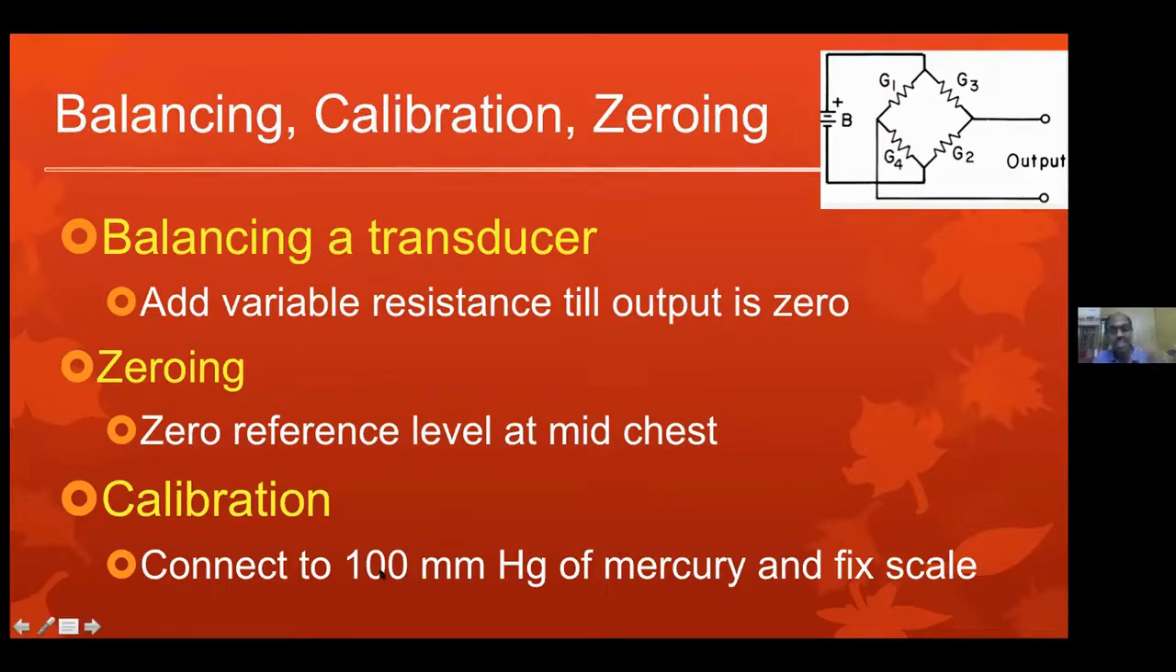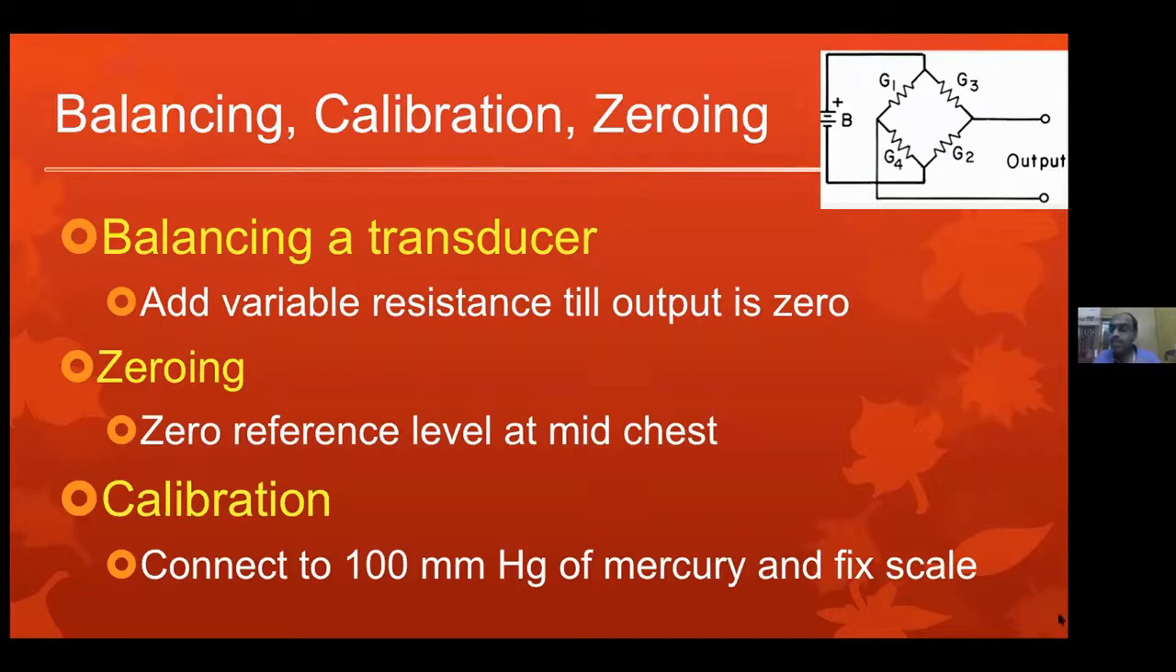Calibration is connecting to a standard pressure of 100 millimeters of mercury and making that reading come to 100. So balancing, zeroing, calibration have 3 meanings. How to balance the transducer and how to change the resistance? Balancing a transducer is about the transducer's output. If it is coming to 0 pressure, that means you have balanced the transducer. The change of the resistance is not induced by human beings. It is done by automated circuitry.